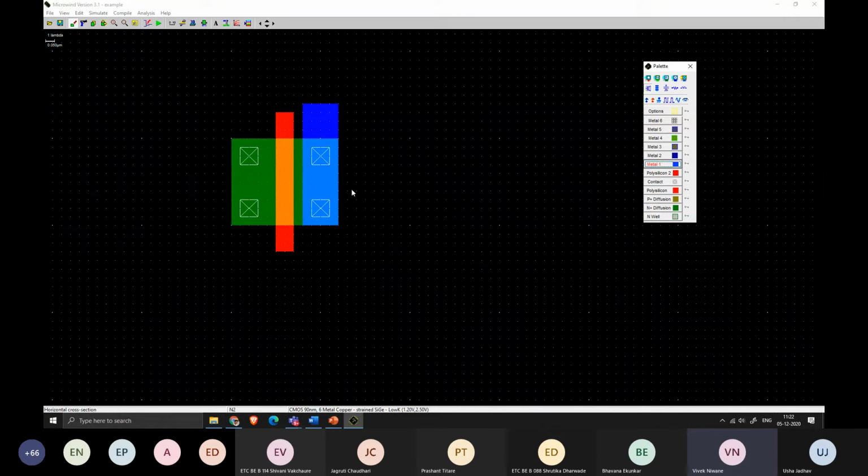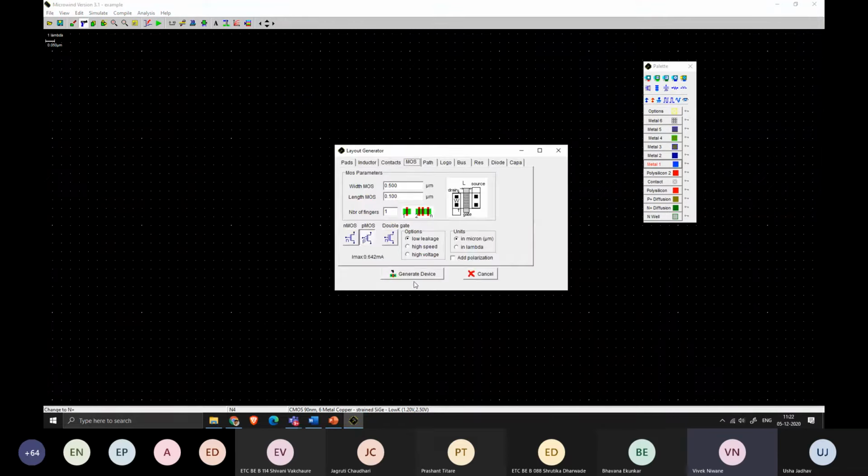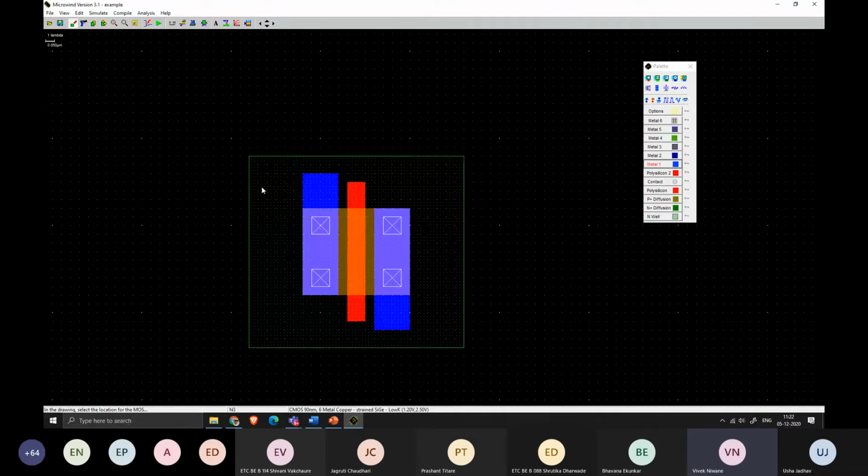Okay. जो भी हमने discuss किया वही software use कर रहा है. So this NMOS looks like the discussion, and let us now go for the PMOS. Let us now generate it. It once again looks like the same way we discussed.